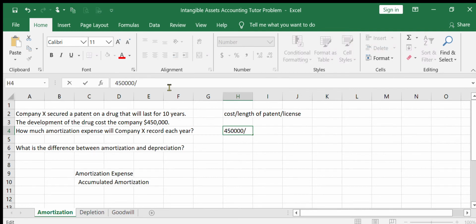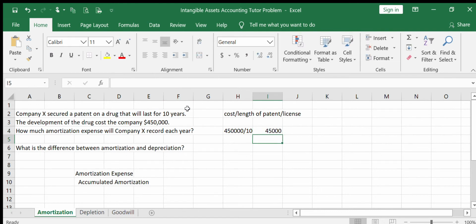So we'll do 450,000 divided by 10. We'll do that in Excel right here, and that will give us $45,000 every year. So if we were to journalize that, we would have amortization expense, and then we would have accumulated amortization. So again, very, very similar to a depreciation problem, right? Instead of depreciation expense and accumulated depreciation, we just have amortization expense and accumulated amortization.